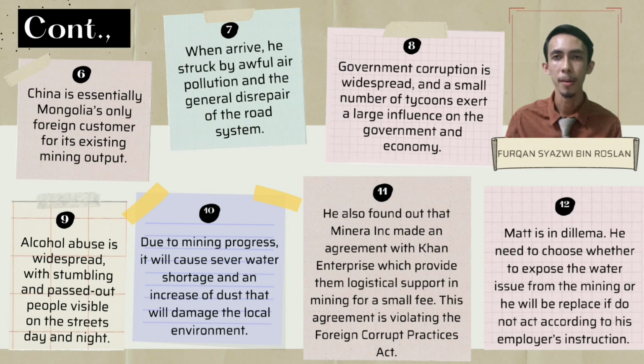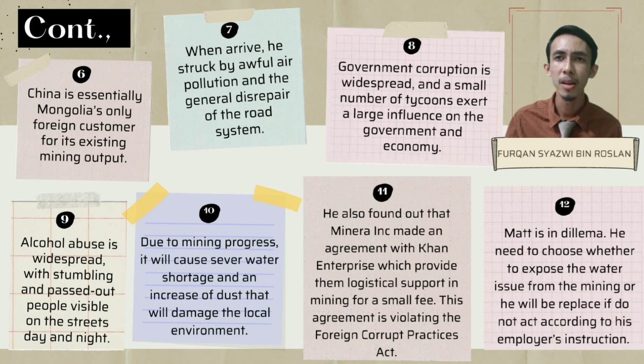Upon arriving in Mongolia, Matt is immediately struck by the awful air pollution and the general disrepair of the road system between the airport and the city centre. The air pollution came from burning coal. Government corruption is widespread, and a small number of tycoons exert a large influence on the government and economy. Alcohol abuse is widespread, with stumbling and passed out people visible on the streets day and night. Fights are almost routine features of Ulaanbaatar nightlife.